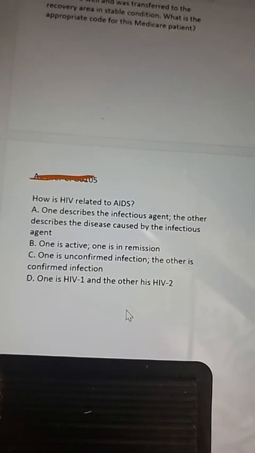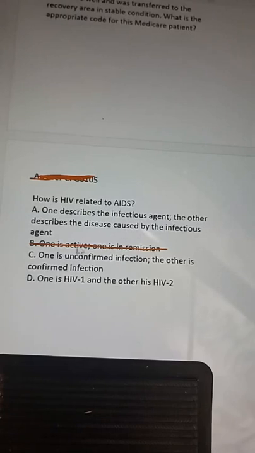B and C are out. Yeah, we don't have anything in remission, right? We would never have anything like that. We would never have anything called HIV or AIDS if it was unconfirmed. So those words most definitely get those out.